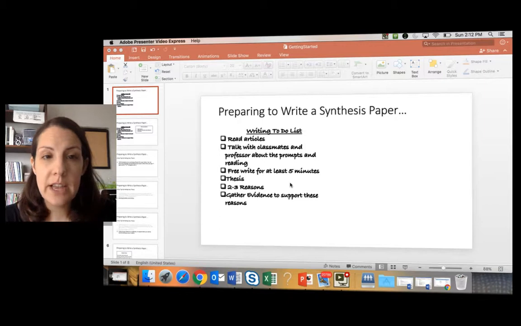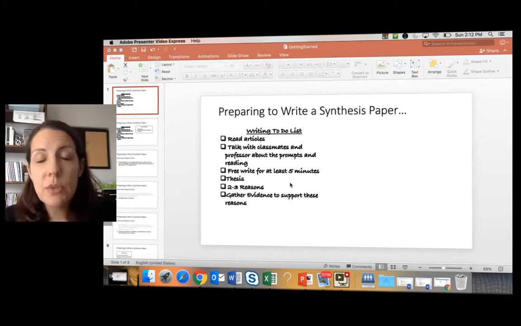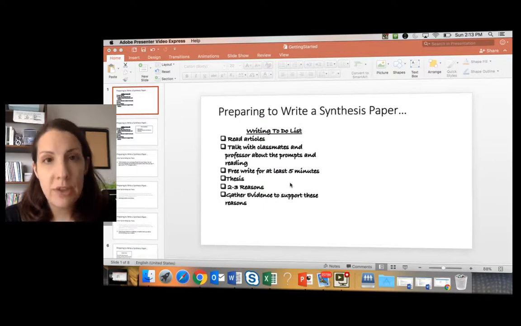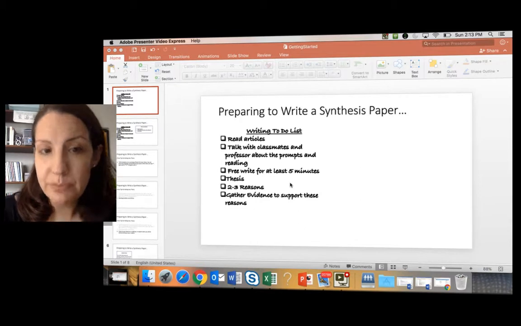What you'll see on the first slide is that I have a list of things that you need to do in order to prepare to write your third essay. First, you need to read the articles that we've been reading in class. Then I would suggest talking about your ideas with your classmates, with myself, with other professors. You want to talk about the prompt and the readings to make sure that you understand them and that you have a sort of complex grasp of the issue that is under consideration.